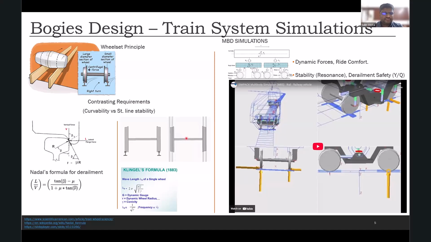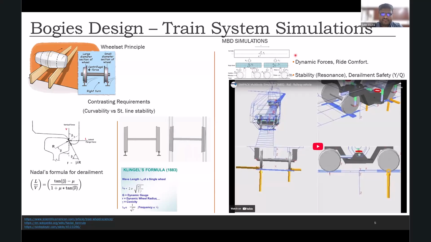So these are the two contrasting requirements that we have when we design the train, that it should be able to negotiate a curve without the forces going beyond the limits which will derail the train, and at the same time it should not be so stiff. I mean, it should be stiff enough that it should not keep on oscillating and creating a hunting situation when it's going on a straight track.